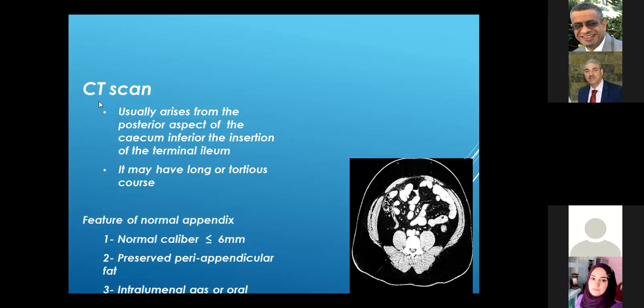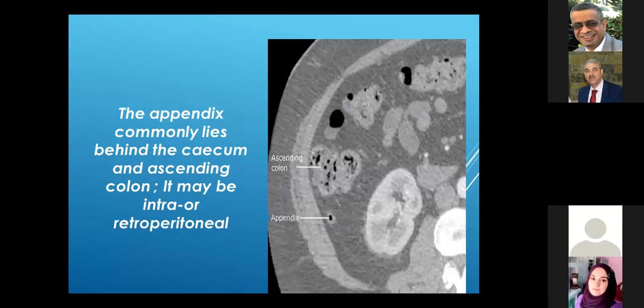CT scan features of a normal appendix. It usually arises posterior to the cecum and may have a long and tortuous course. The features of a normal appendix on CT: normal caliber less than 6 mm, preserved periappendicular fat, and intraluminal gas or contrast. The appendix commonly lies behind the cecum, as this axial CT shows the appendix behind the ascending colon.